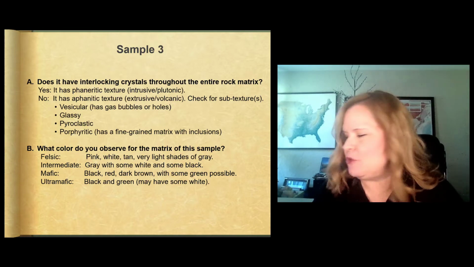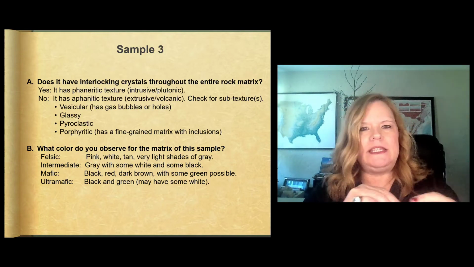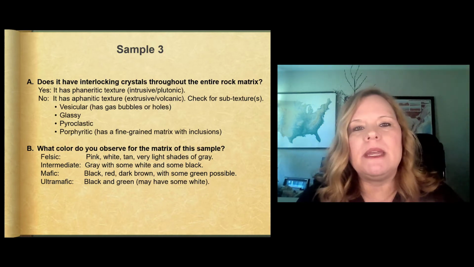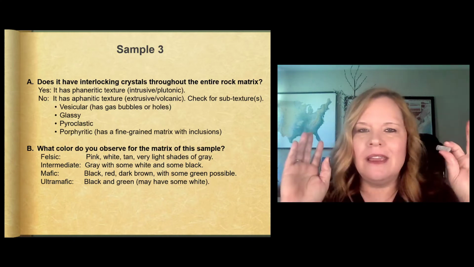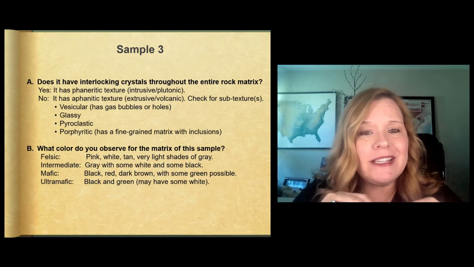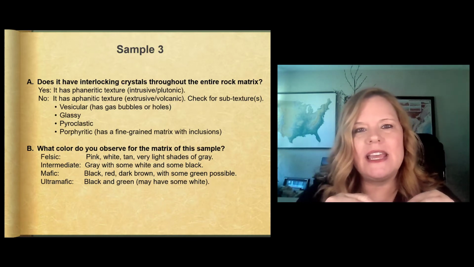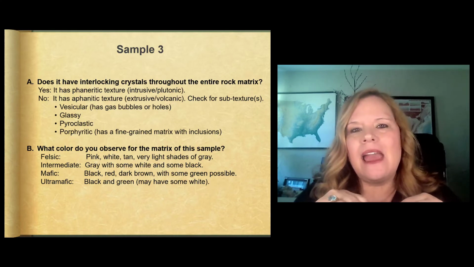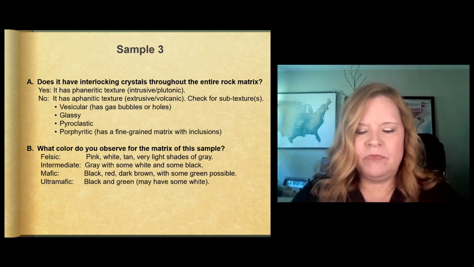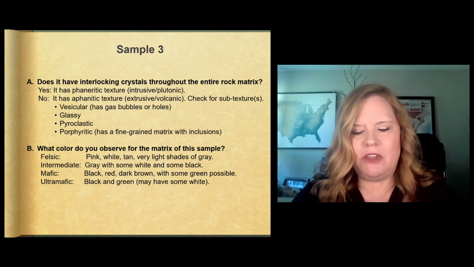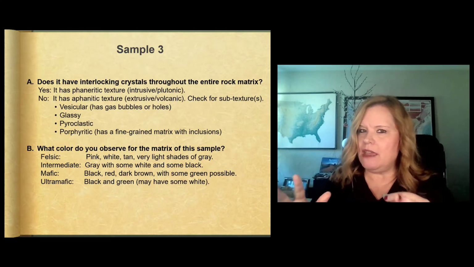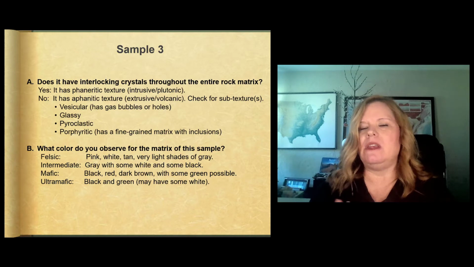All right, moving on to sample 3. All right, this one, let's start by examining it with all of your testing equipment. Again, you're going to get out the streak and hardness test, do a taste test, do a magnet test, acid test, kind of figure out what it looks like. And then I want you to determine, does it have interlocking crystals? Mine doesn't. All right, so we know that it can't be phaneritic. It has to be aphanitic.